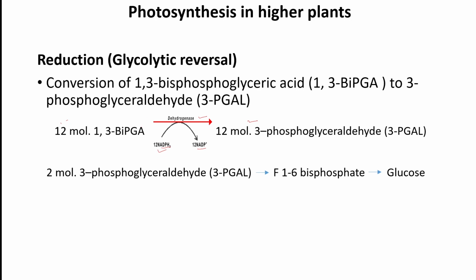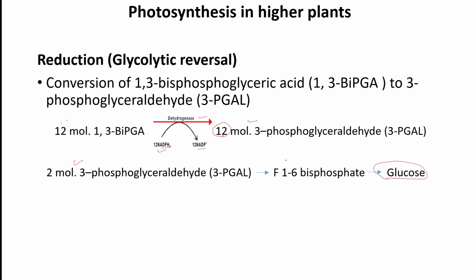So after the formation of 3-phosphoglyceraldehyde, what happens? Here you can see 12 molecules are synthesized. Out of these 12 molecules, 2 molecules of 3-phosphoglyceraldehyde are converted into glucose.